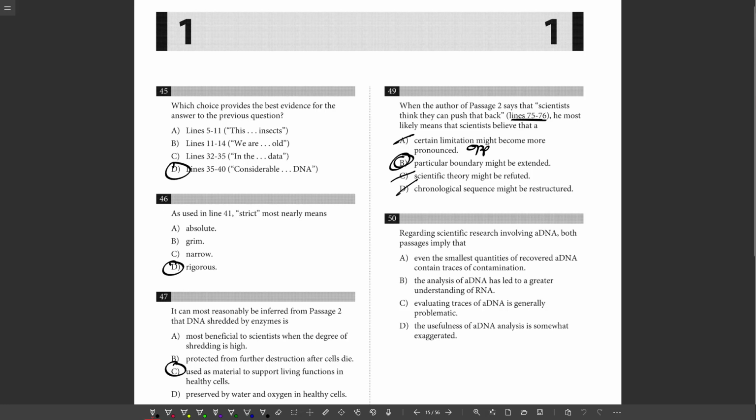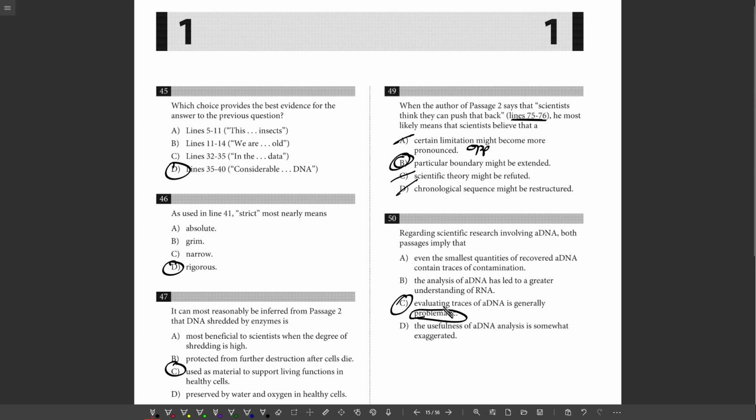Regarding scientific research involving aDNA, both passages imply that. So what can be gleaned from both passages? Even though I think passage 1 is a bit more pessimistic than 2, which is kind of laying out some of the new techniques and technologies that fix the contamination problem. What do they have in common? And what they have in common is C. Evaluating traces of aDNA is generally problematic. And they both agree on this.